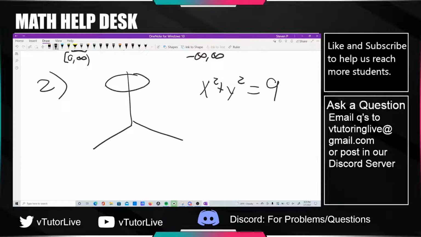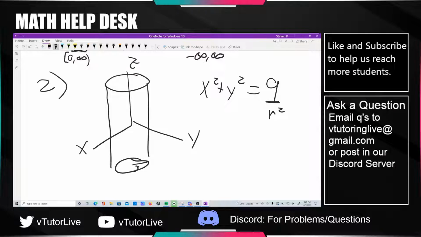But okay, so this is an infinite cylinder. So x, y, and z, it's saying that the radius is going to be 3, right? Because x squared plus y squared equals 9, and 9 is r squared. But again, what's happening here is that z is unconstrained. So z can go as high as you want, or as low as you want.